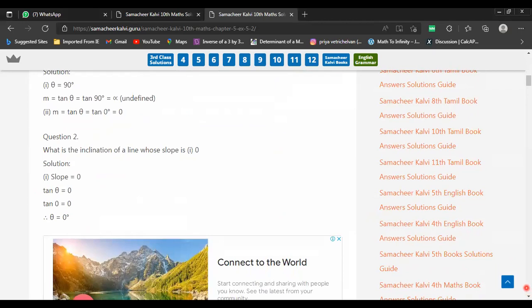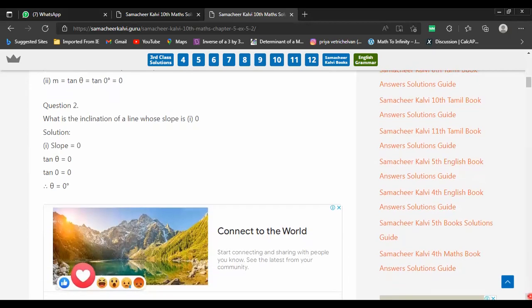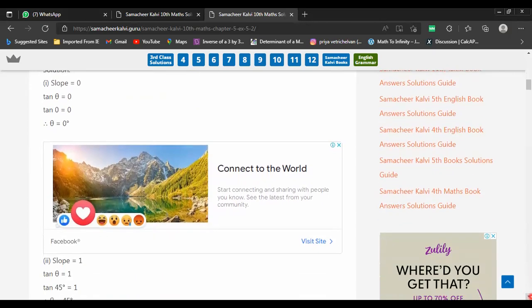Moving on to the question number 2. What is the inclination of a line whose slope is 0? So slope is 0 in the sense the alphabet m is 0, which means tan theta is 0. So just check when tan theta gets 0. When theta is 0 degree, tan theta will be 0. Tan 0 degree is 0. So theta is going to be 0 degree.